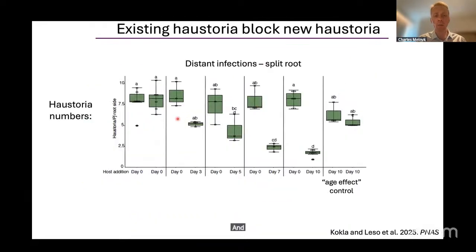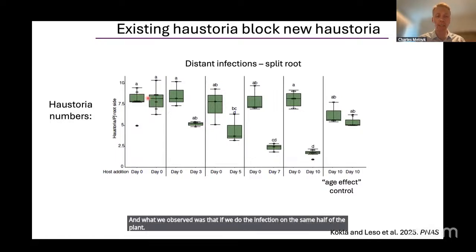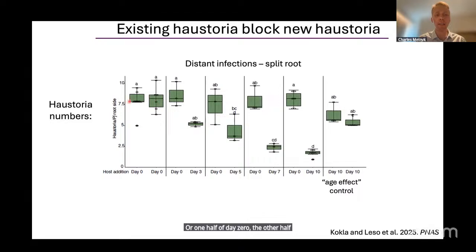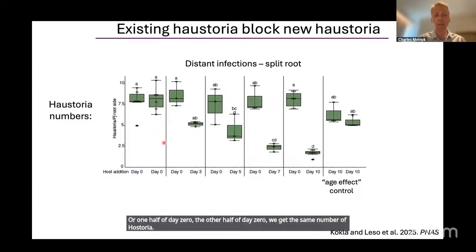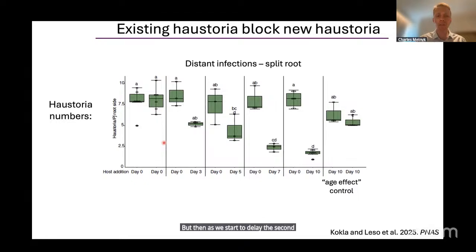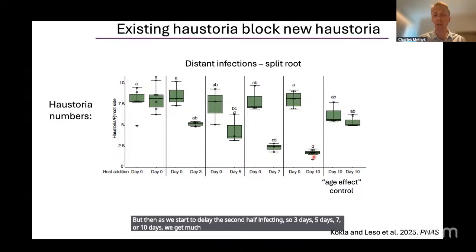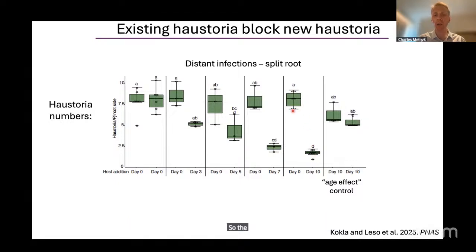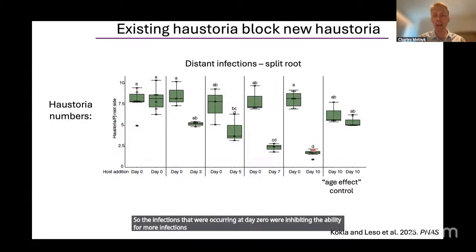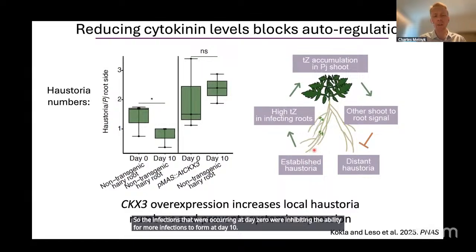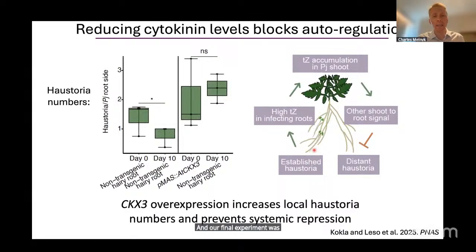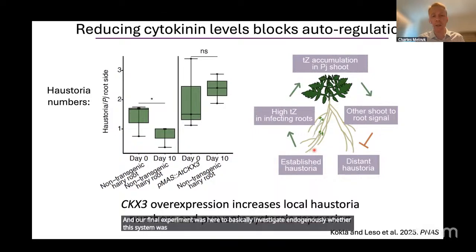What we observed was that if we do the infection on one half of the plant at day 0 and the other half at day 0, we get the same number of haustoria. But then as we start to delay the second half infecting, so 3 days, 5 days, 7 or 10 days, we get much fewer haustoria happening. So the infections that were occurring at day 0 were inhibiting the ability for more infections to form at day 10.